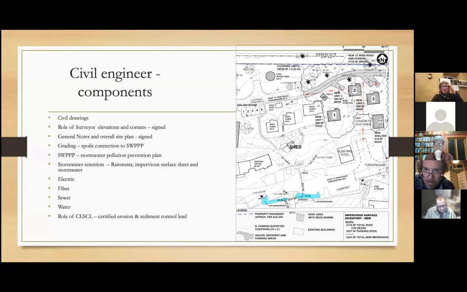on the survey, identifying the corners, out in the field there, and then the general notes that appear. I've got on this PowerPoint here, it says the role of the surveyor, and then it says signed, and general notes and overall site plan says signed.